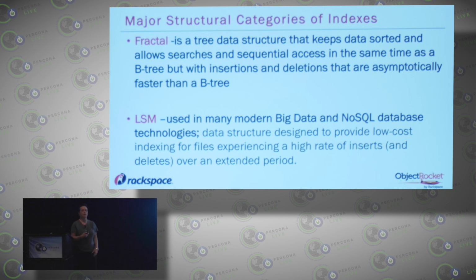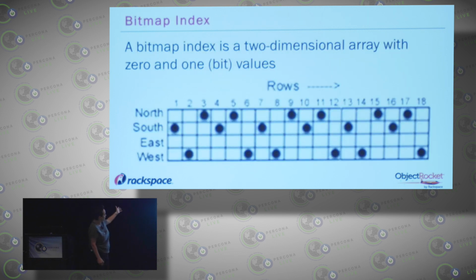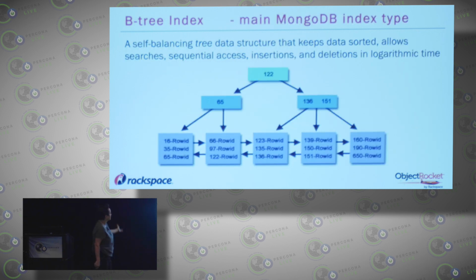So what do these look like? What do their shapes look like? Two-dimensional bitmap, zeros and ones, bits, just like that. Pretty simple. Your B tree, your main Mongo index. The beauty of the B tree is that it is self-balancing, right? It keeps the data sorted, keeps it balanced. The majority of the file systems for the databases are going to use that, and each branch pretty much is going to end up looking the same.